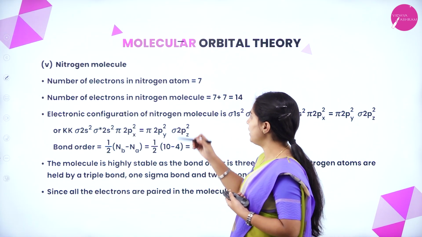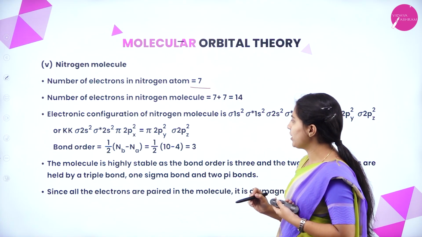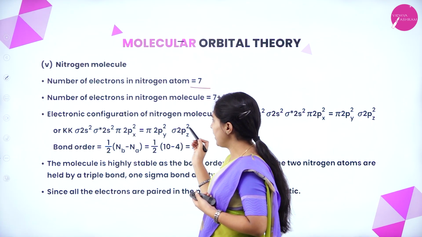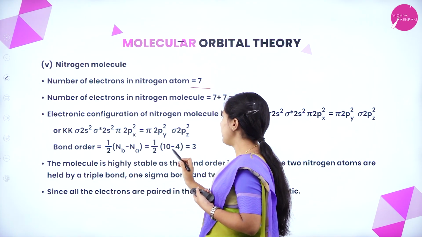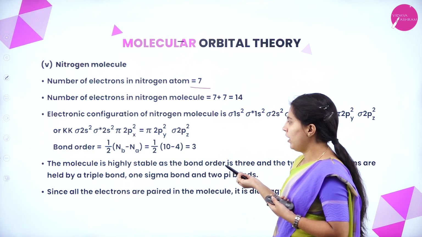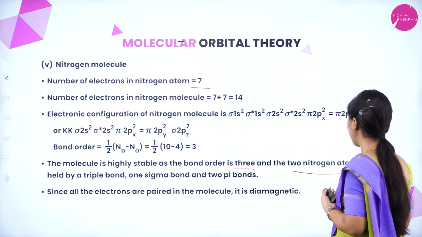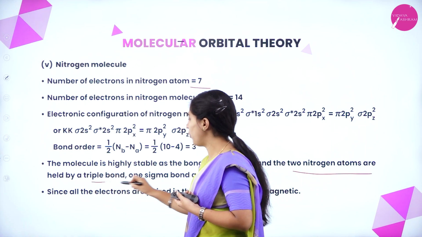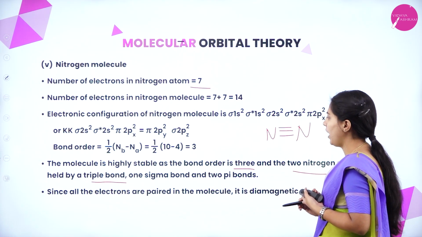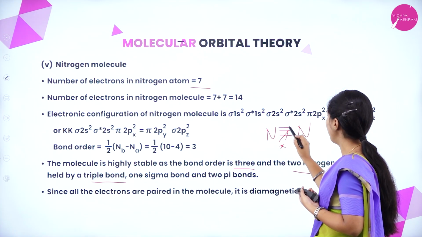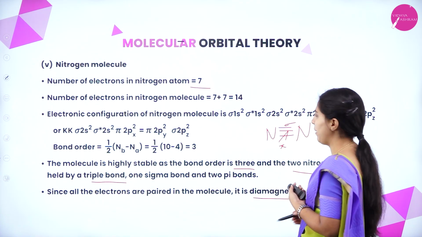Next is nitrogen. It has atomic number 7, so the electrons are 14. The electronic configuration includes pi 2px, pi 2py and sigma 2pz. Bond order is half into 10 minus 4, equal to 3. The molecule is highly stable because the bond order is 3 and the 2 nitrogen atoms are bonded by a triple bond. Like this, a triple bond will be present. Here 2 pi bonds will be there, and 1 sigma bond will be present. Since all the electrons are paired, the molecule is diamagnetic.